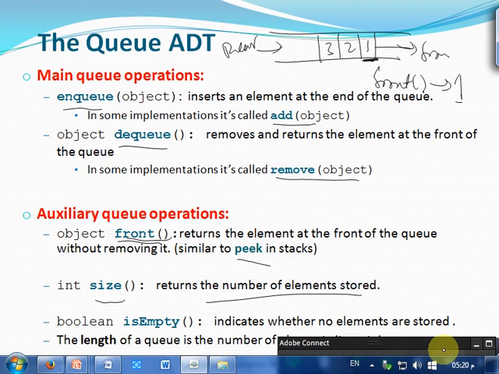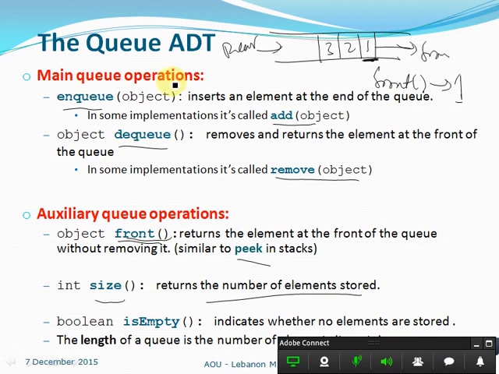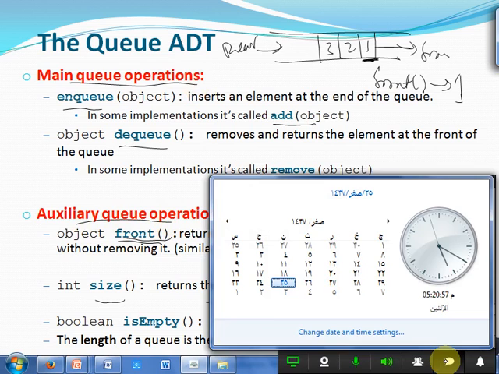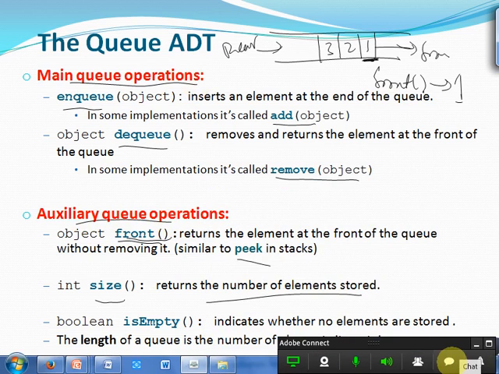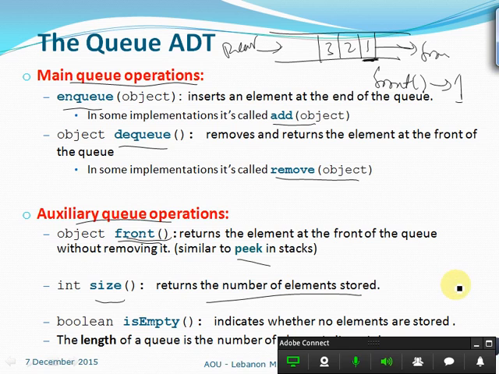What is the meaning of auxiliary? Auxiliary operations means the added operations. Here you have the main operations of the queue, and the other operations in the queue are nothing but the auxiliary operations. IsEmpty will return true if the queue is empty, otherwise it will return false. The length of the queue is the number of elements in the queue.